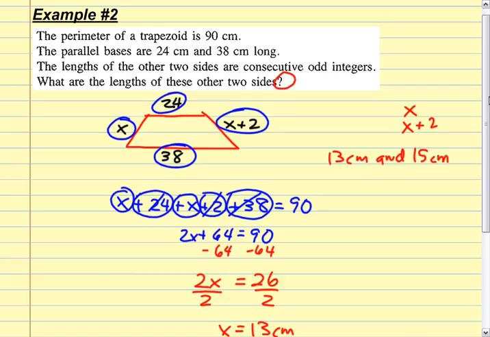Doing the math is not enough. It's like you ran to the end of the race. Oh, I saw the finish line, so I stopped. No, you have to finish. You have to answer the question. They asked for the length of the other two sides. It's 13 centimeters and 15 centimeters. All right, nice job. Let's look at the next one.